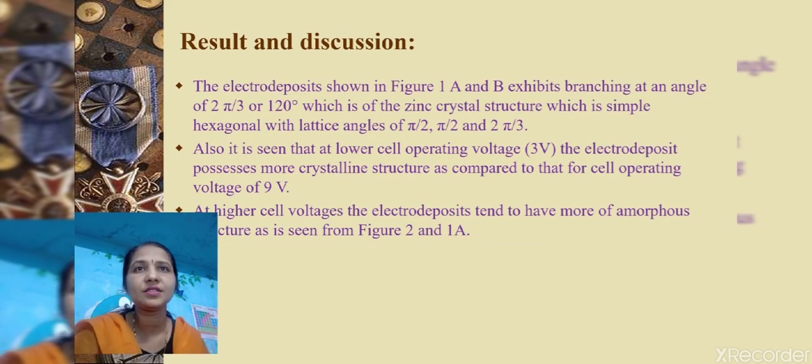The results and discussions. The electrodeposit shown in these two figures exhibits branching at an angle of 2 pi by 3 or 120 degree, which is of the zinc crystalline structure, which is simple hexagonal with lattice angle of pi by 2 and 2 pi by 3. Also, it is seen that at lower cell operating voltage of 3 volt, the electrodeposit possesses more crystalline structure as compared to that for cell operating voltage of 9 volt. At higher cell voltages, the electrodeposits tend to have more amorphous structure as shown in the diagram.